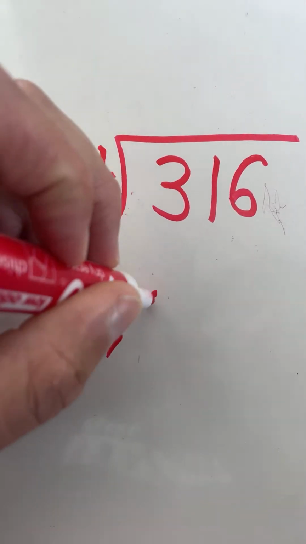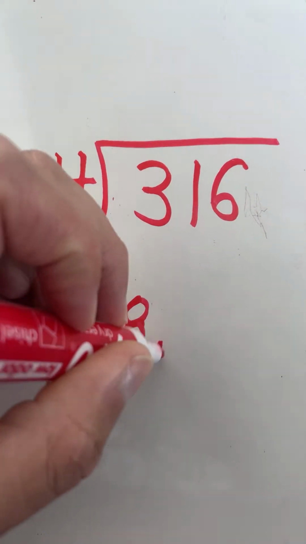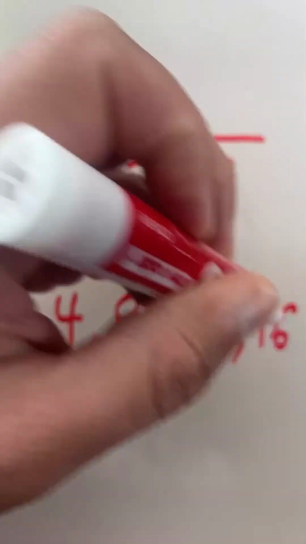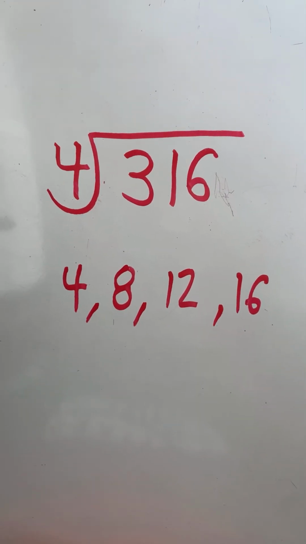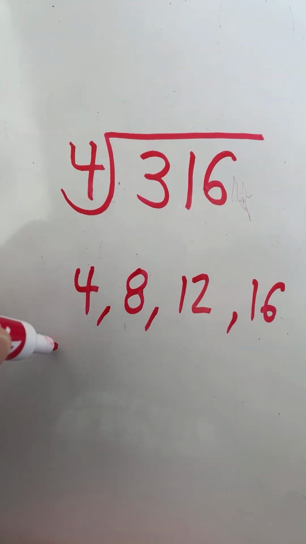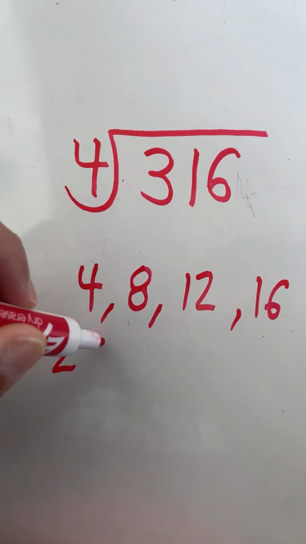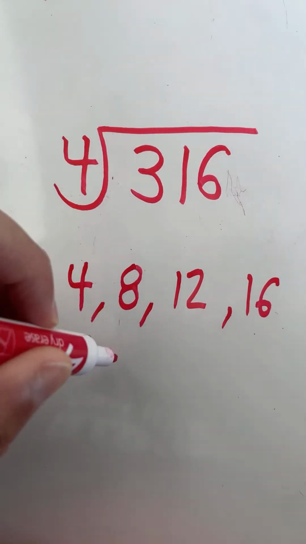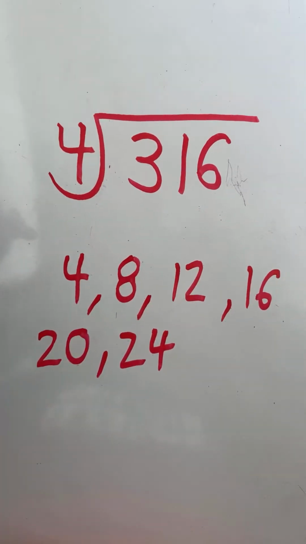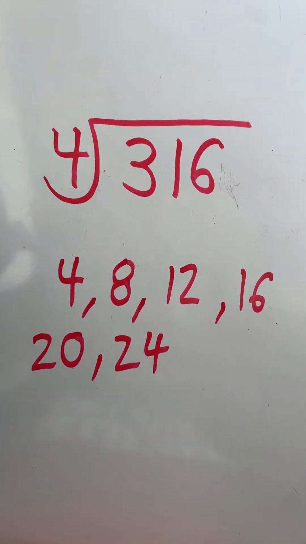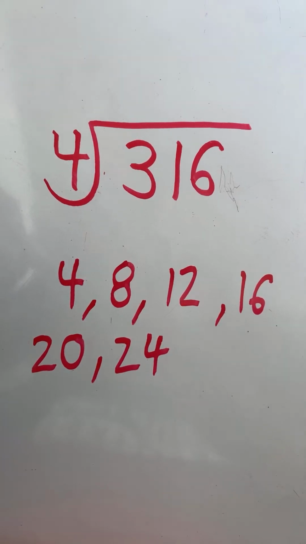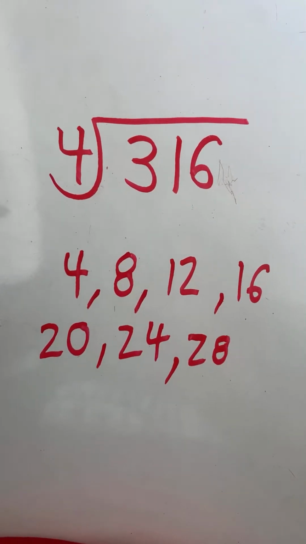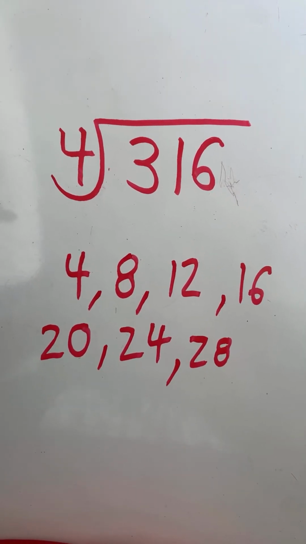4, 8, so far we have 2 groups of 4. 12, so far we have 3 groups of 4. 16, so far we have 4 groups of 4. 20, so far we have 5 groups of 4. 24, so far we have 6 groups of 4. 28, that is 7 groups of 4.